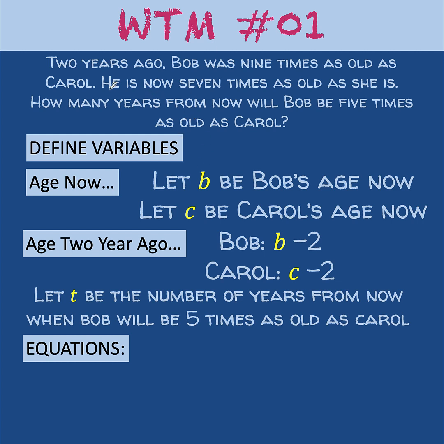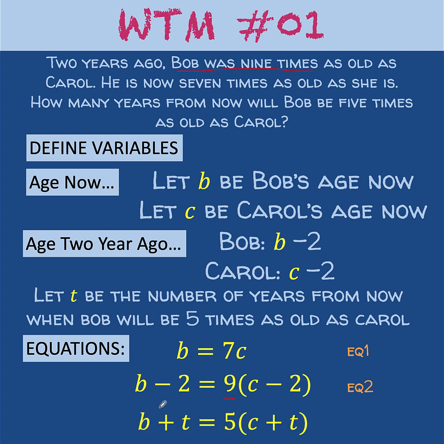For the present age, Bob is 7 times as old as Carol. So B is equal to 7C is the equation. Let's call this equation 1. 2 years ago, Bob was B minus 2 and Carol was C minus 2. And at that time, Bob was 9 times as old as Carol. Let's call this our equation number 2. And finally, T years from now, Bob would be B plus T and Carol would be C plus T, and by that time, Bob is 5 times as old as Carol. This is our equation number 3.